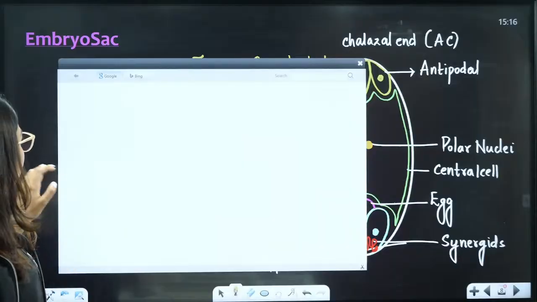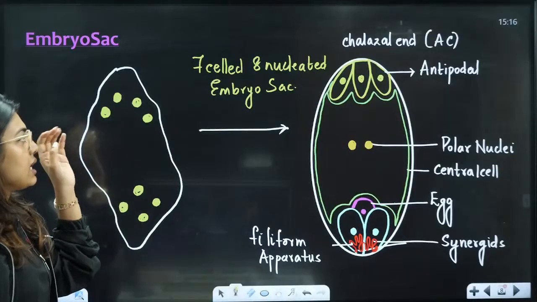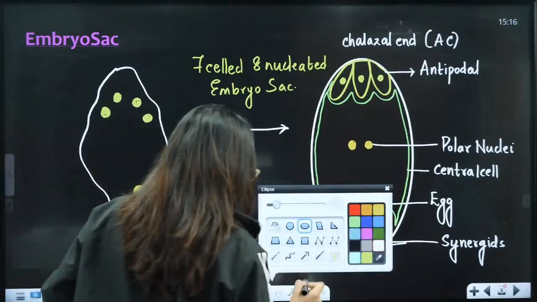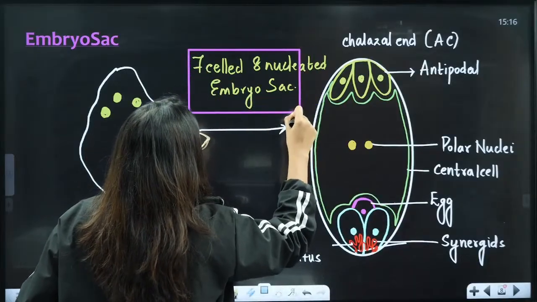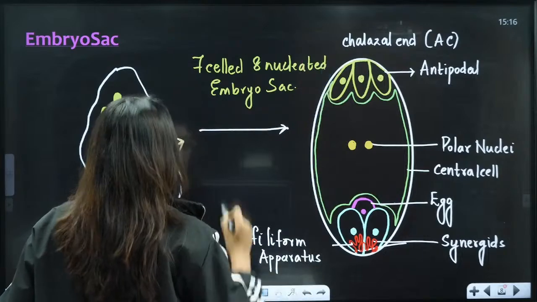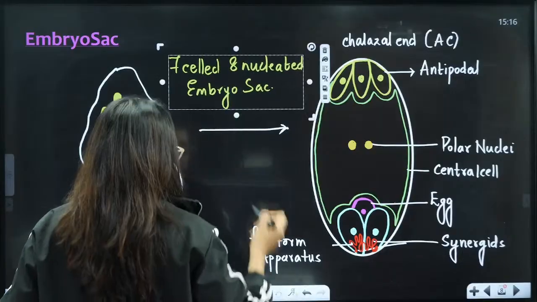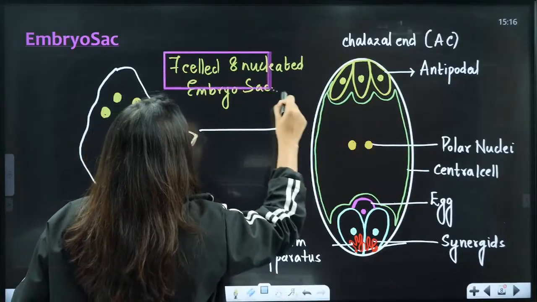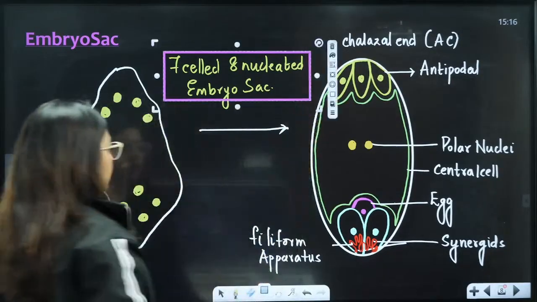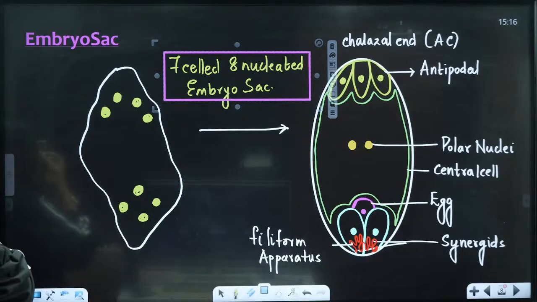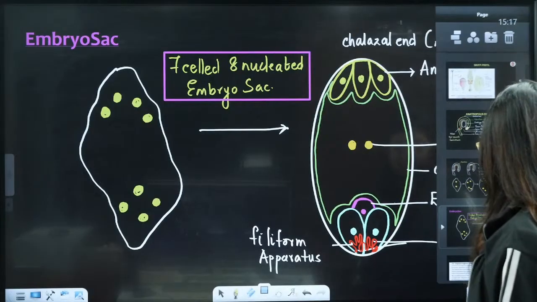Now clear to all of you? Students, clear to all of you? Yes or no? This is what has happened. 7-celled, 8-nucleated embryo sac we have formed. Now inside this embryo sac, what do we see? We see the egg. Okay, this is very, very important. I hope this is clear to all of you. Yes or no? Okay, done. Now embryo sac is done.